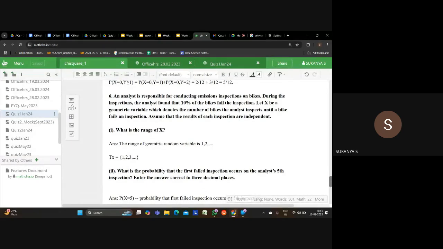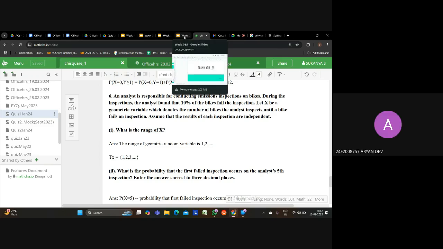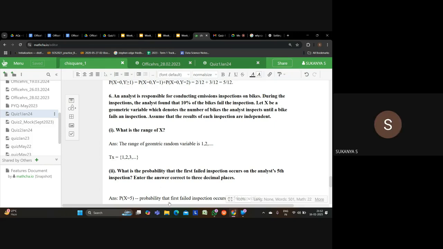Now, what is the real question? The question is, what is the probability that the first failed inspection occurs on the fifth inspection? So, in the fifth trial, we are getting our first success. What is the PMF of a geometric random variable? You have it in your paper, right? So you probably don't remember. P into 1 minus P to the power K minus 1. Perfect. What is K here?